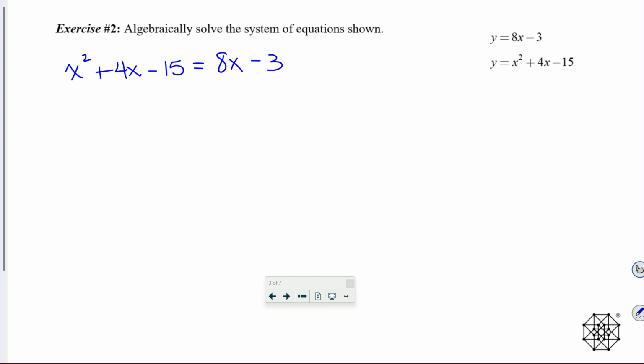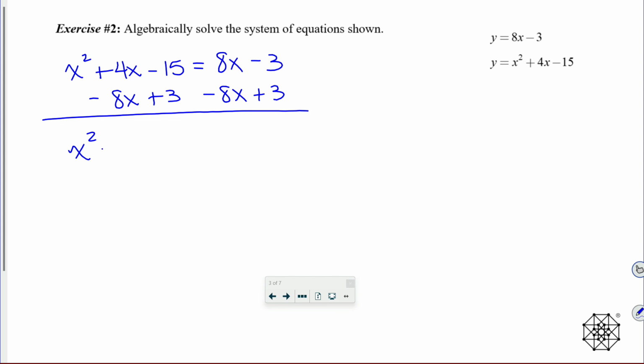All right, I need to get the entire equation equal to 0. That's going to force me to subtract an 8x and add a 3 to both sides. When I do that, nothing combines with the x squared. The 4x minus 8x gives me negative 4x, and negative 15 plus 3 gives me negative 12 equals 0. Right? I'm looking for two numbers that have a product of negative 12 and a sum equal to negative 4.